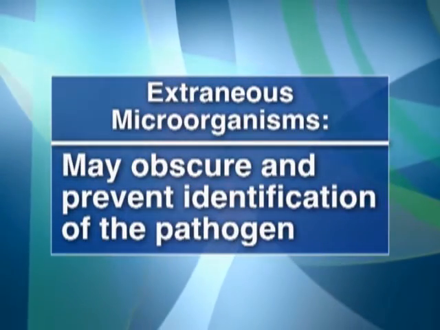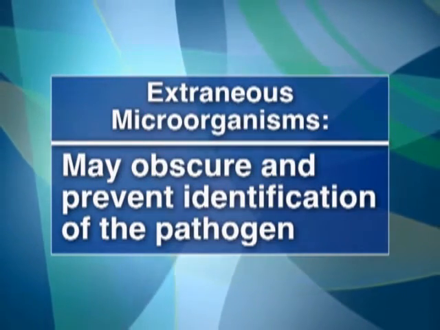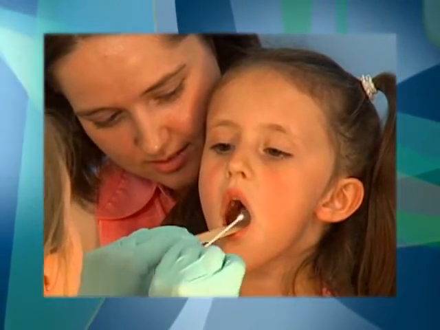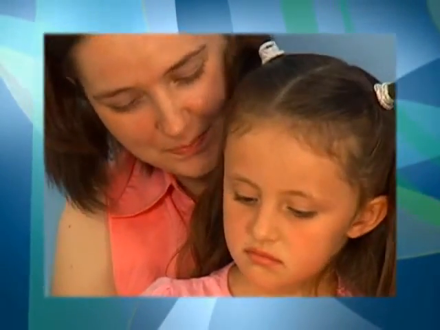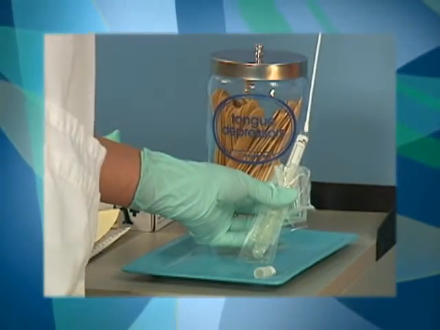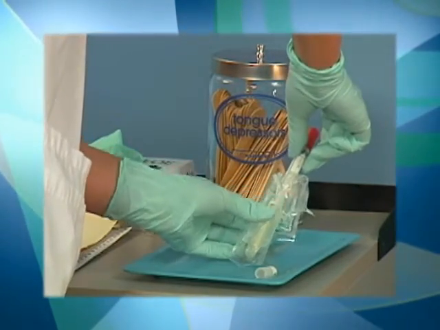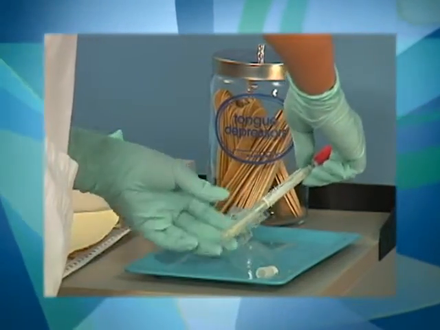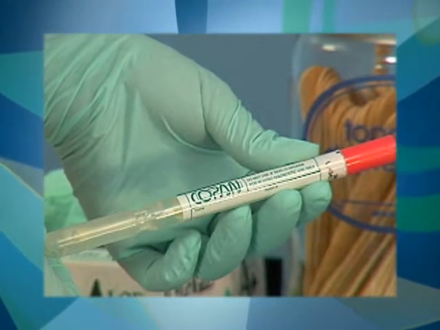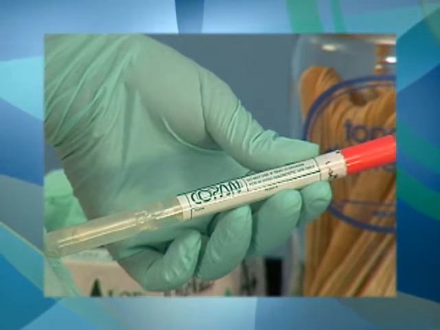Extraneous microorganisms grow and multiply and may obscure and prevent identification of pathogens that might be present. The medical assistant will show you how to collect a specimen using a collection and transport system. The specimen will be sent to an outside laboratory for culture. A collection and transport system consists of a sterile swab and a collection tube with a transport medium. The transport medium prevents drying of the specimen and preserves it in its original state until it reaches its destination.